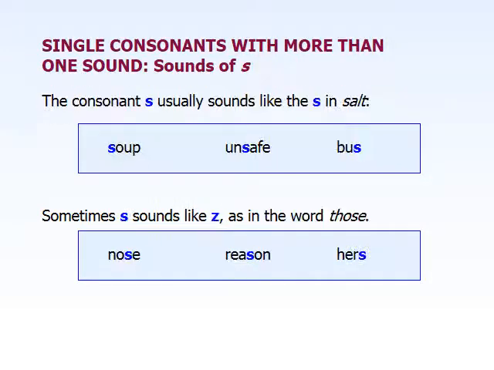And then we have the letter S, which actually has a number of sounds. Most of the time, it sounds like we think of S, or like a soft C. So soup, unsafe, or bus. But sometimes it sounds like a Z, like nose, reason, and hers.